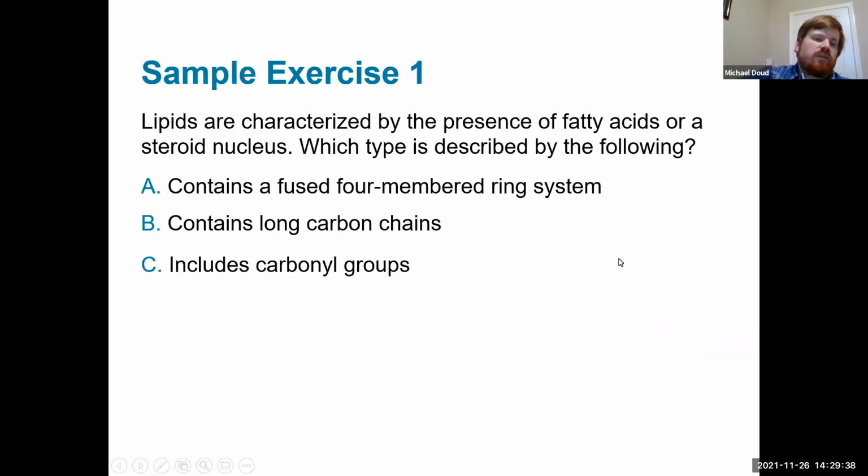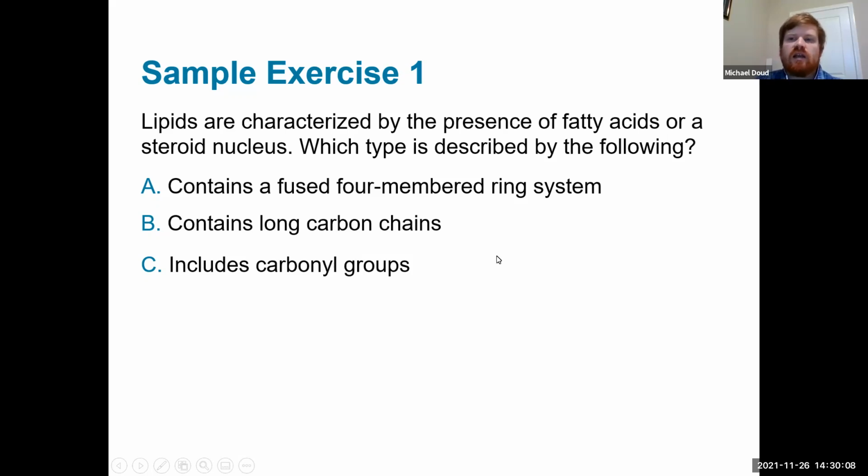Okay, so here we go. Sample exercise number 1. You can go ahead and get out your PDFs now. Lipids are characterized by the presence of fatty acids or a steroid nucleus. Which type is described by the following? A contains a fused 4-membered ring system. B contains long carbon chains, or C includes carbonyl. So go ahead. Each of these describes a different category between either fatty acids or a steroid nucleus.